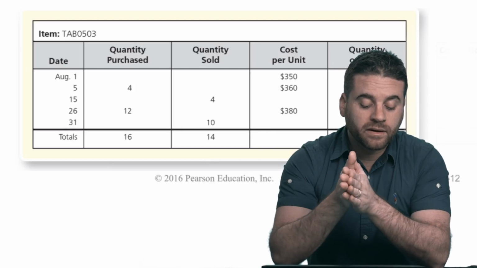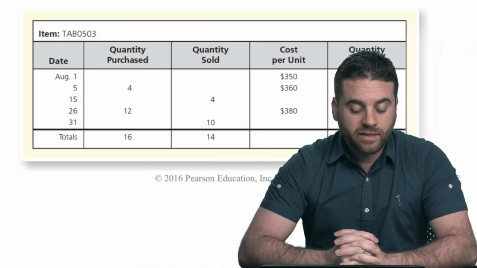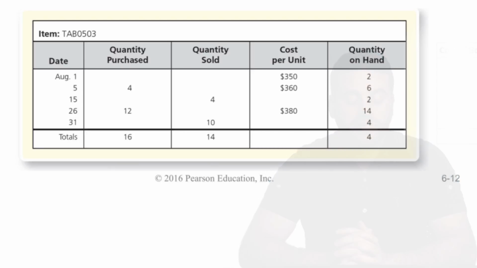I have an example here, and we do have a table that shows quantity purchased at different days during a specific month, the month of August. We got August 1st, 5th, 15th, 26th, and 31st. And we can see from the table that on August 1st, the first day of the month, we started with 2 units on hand. If you look all the way on the right side in that column that says quantity on hand, you will see that we had 2 units available. Okay.